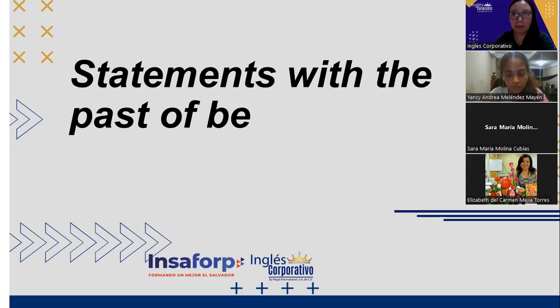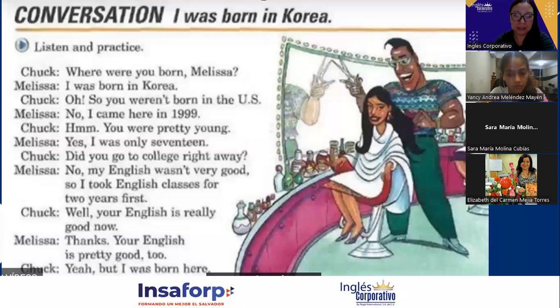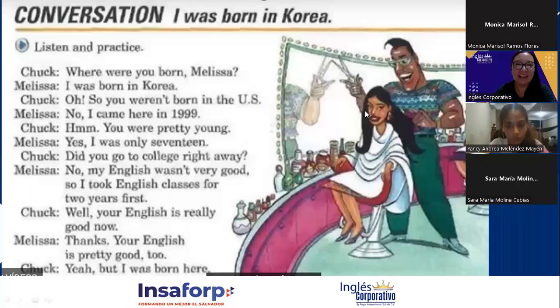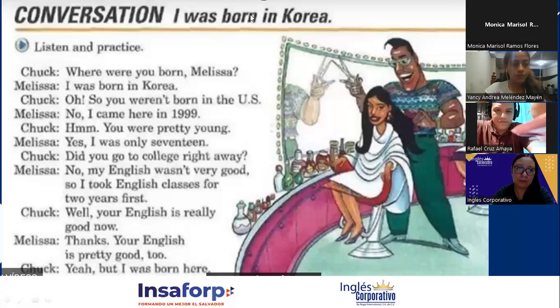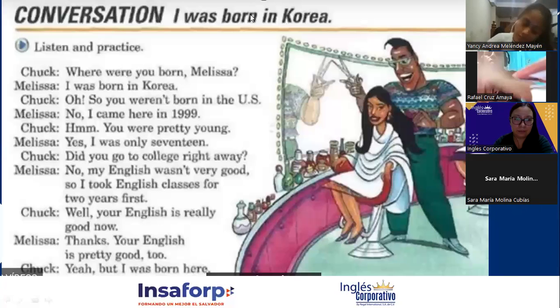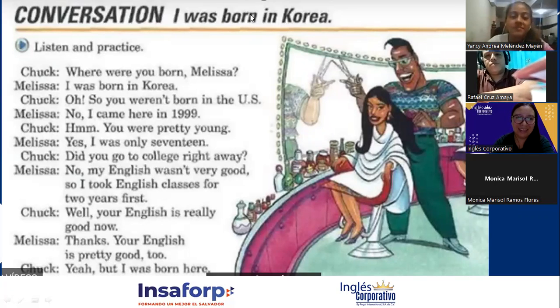So now we're going to talk about the two forms of the verb to be in past. Okay? So I'm going to need two volunteers, one person to be Chuck and the other person to be Melissa. Ahí van a disculpar que se ve borroso, pero sí se entiende bastante. So, Monica, you're going to be Chuck. Y ocupo una persona más para ser Melissa. Jancy, please. Iniciamos, Monica. Usted es Chuck. Ok, ya, ¿verdad?